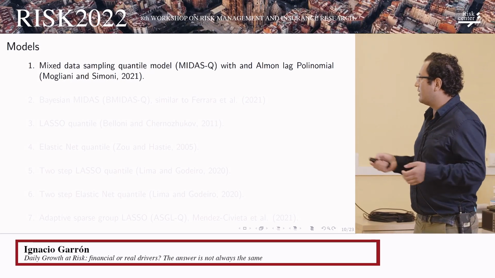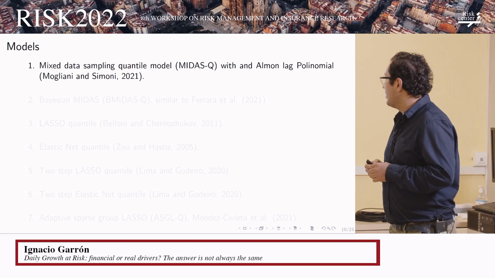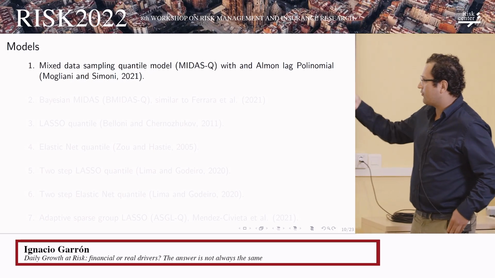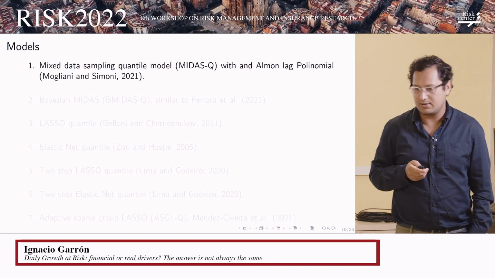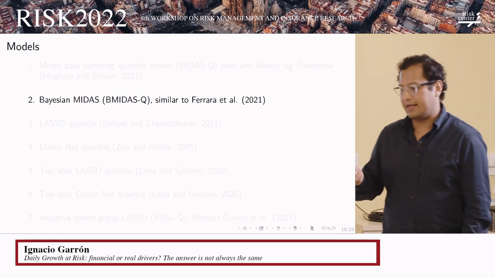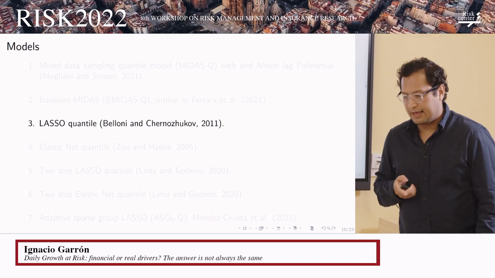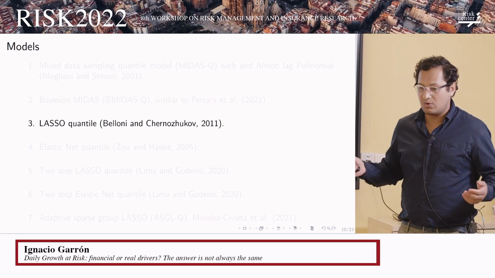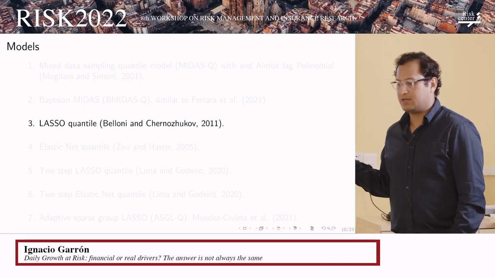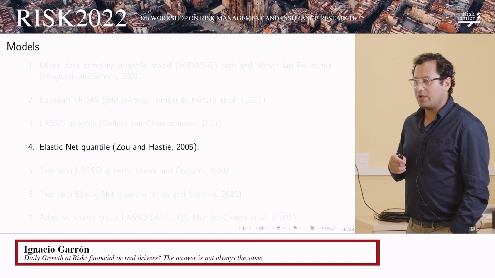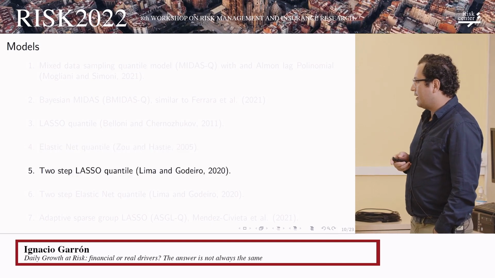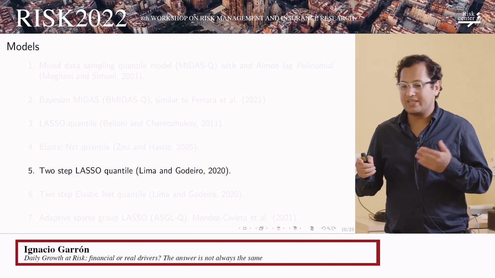So the first model is the mixed data sampling quantile model with an Almon lag polynomial. Essentially, we take this from Mogliani and Simoni, 2021. We use the Bayesian version of this model that is used in Ferrara. We use the Lasso quantile model based on the algorithm of Belloni and Chernozhukov, 2019. We use ElasticNet based on the algorithm of Su and Hastie. And we use two-step Lasso quantile.